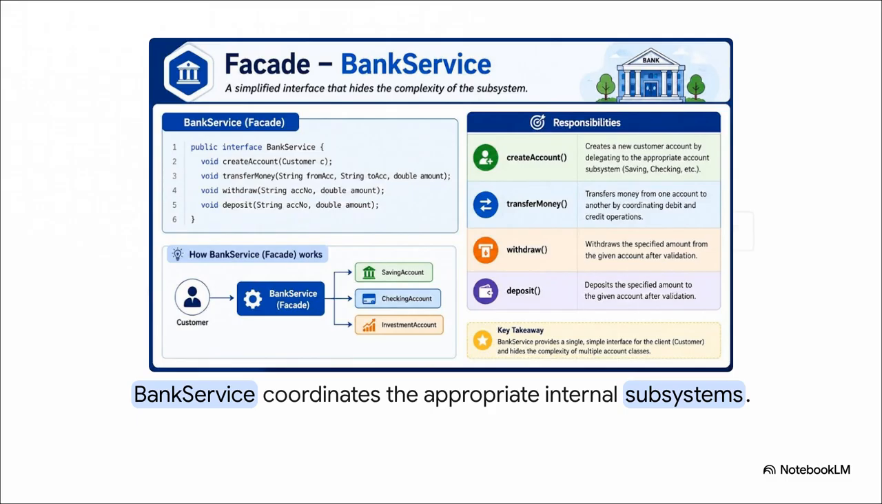Take a money transfer, for example. When a customer wants to move funds, they just call a transfer money method on the Facade. They don't have to manually code the withdrawal from account A and the deposit into account B. The bank service takes on the burden of coordinating those debit and credit operations between the right internal subsystems. It validates, it withdraws, it deposits, all safely tucked away behind that simplified interface.